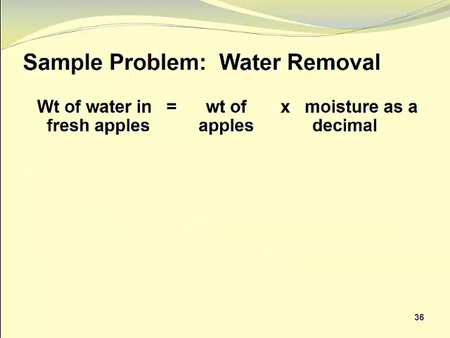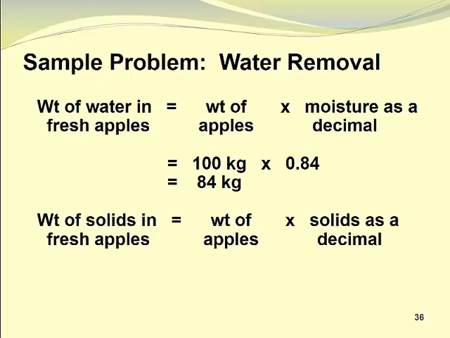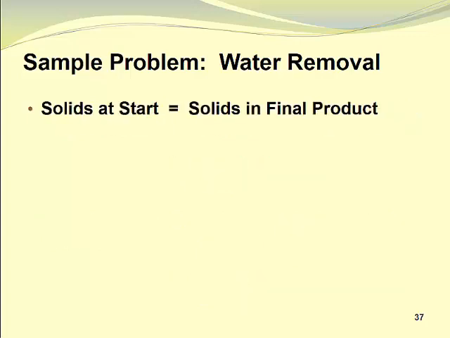The weight of the water in the fresh apples is equal to the weight of the apples times the moisture content as a decimal fraction, and this gives us 84 kilograms. The weight of solids in the fresh apples is the weight of the apples times the solids content as a decimal fraction, and that equals 16 kilograms. Or you could have taken the 100 kilograms minus the 84 kilograms of water and also obtained a weight of solids in the fresh apples of 16 kilograms.